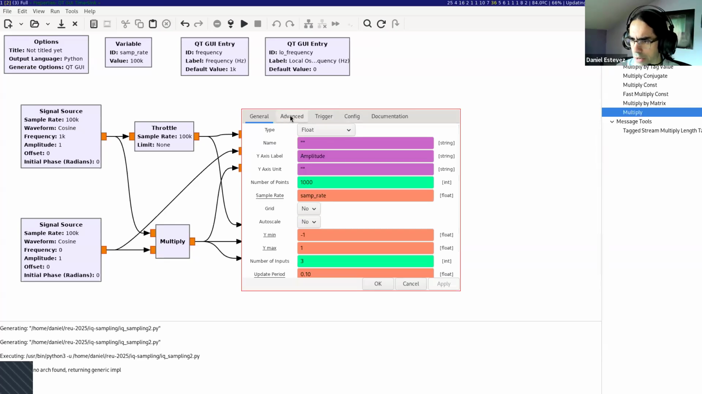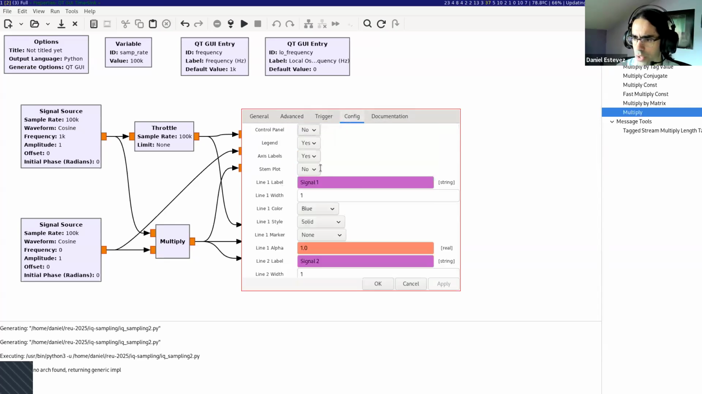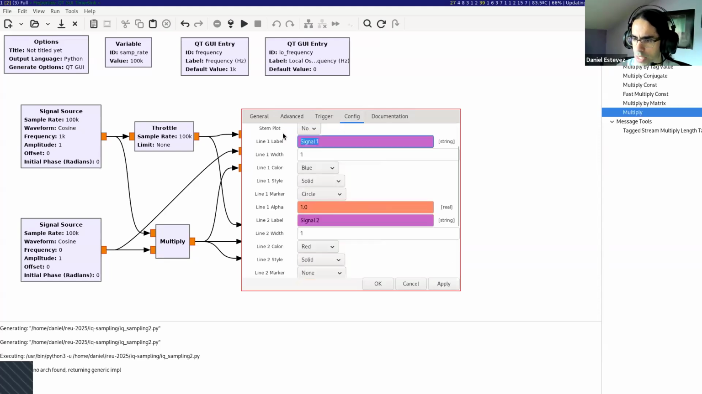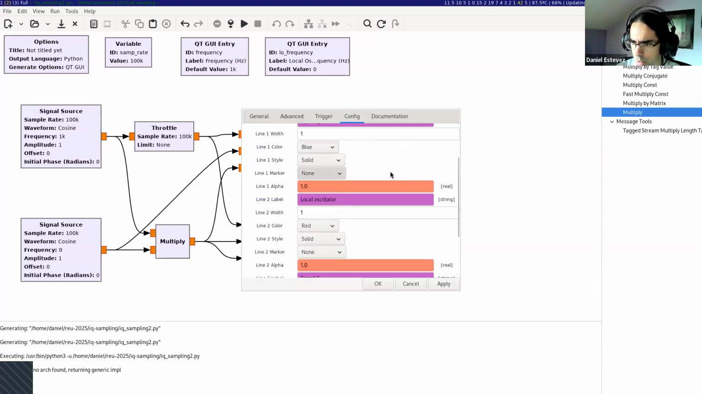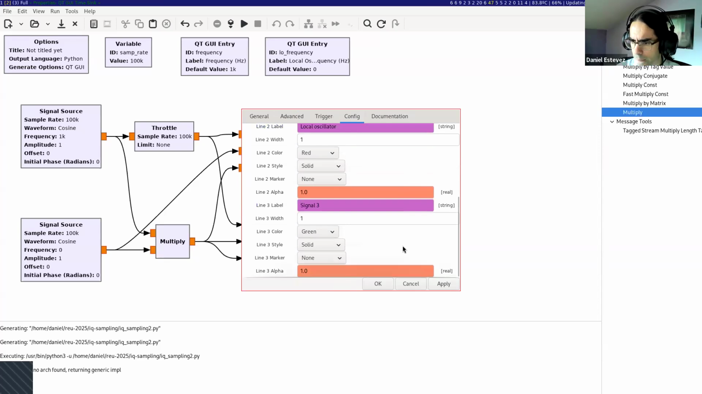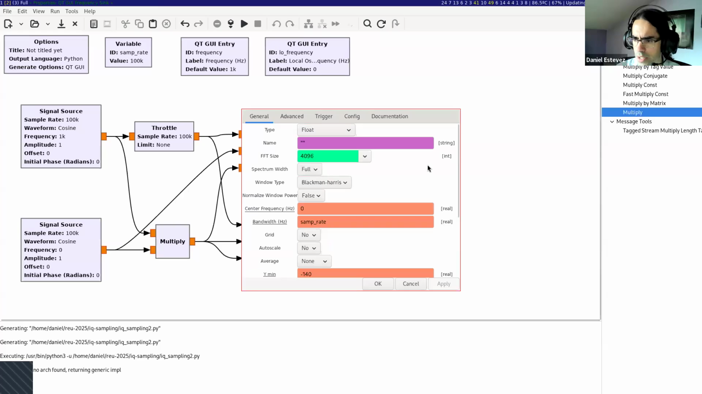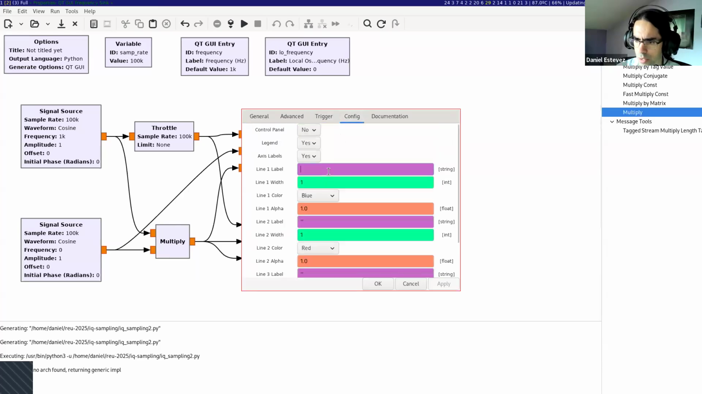So the labels are on configuration. You can see there is signal 1, signal 2, signal 3. We can change them. I'm going to say input signal, local oscillator, and then product. Sorry, that should be local oscillator. And then signal 3 should be product. In that way, it should be easier for us to identify which is which.